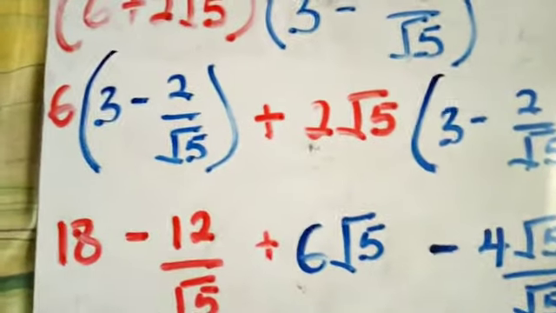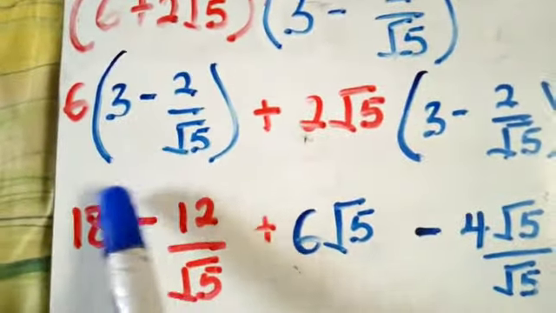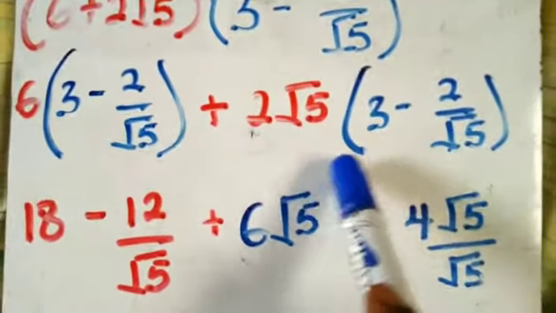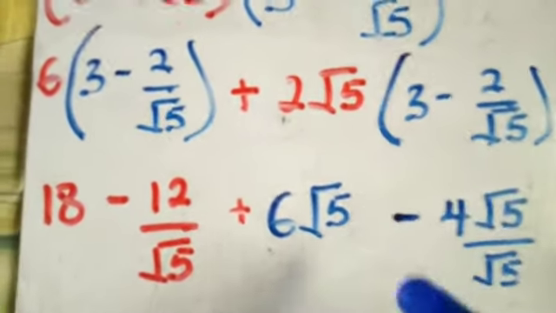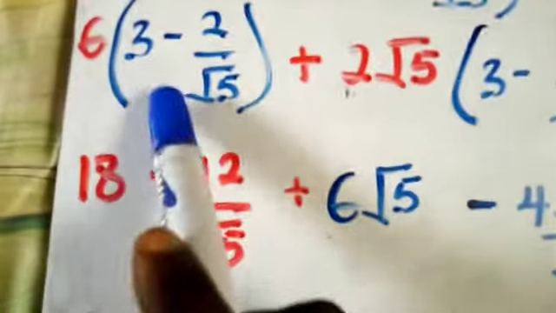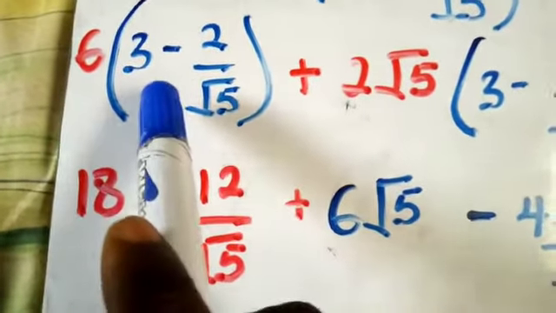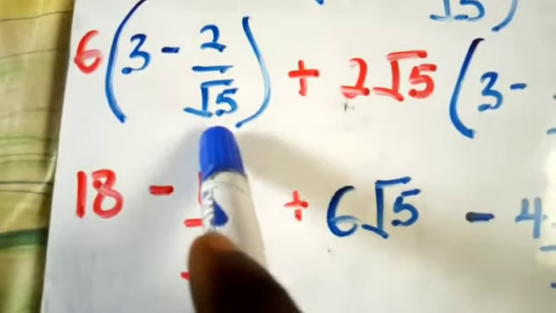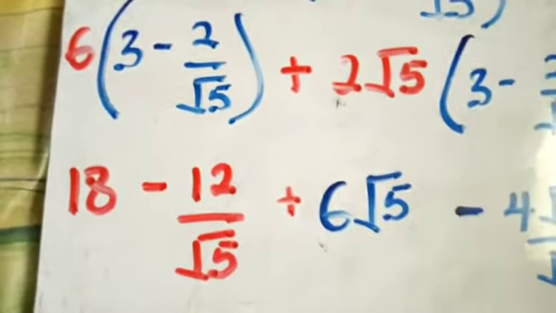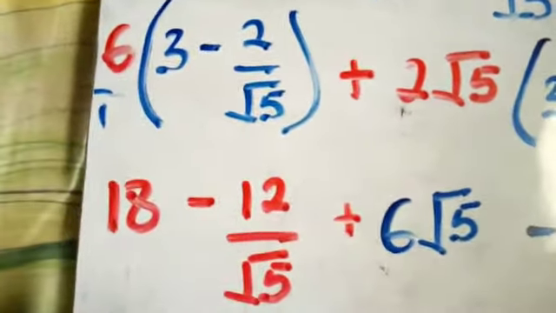So let's check that. 6 multiplied by everything in the first bracket, that is exactly what I'm having here, and then 2 root 5 is also going to multiply everything in the second bracket. Now let's continue. 6 multiplied by 3 will give me 18. And then 6 multiplied by minus 2 over what? Root 5. As you can see, it's the top that is going to multiply, assuming that the 6 is just over 1. Everything over 1 is the same number, right?